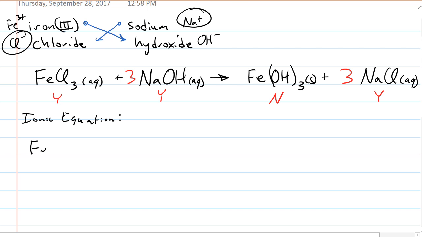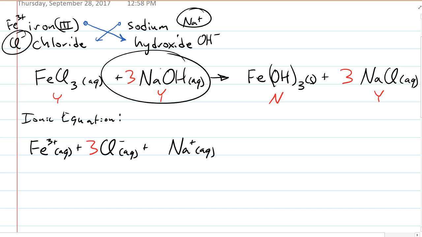How many iron ions do we have? 1. How many chloride ions do we have? 3. And we write the chloride ion as Cl with a charge of 1 minus. And we have 3 of those chloride ions. How many sodium ions are there? 3. How many hydroxides are there? 3 as well. If we have 3 sodium hydroxides, we have 3 sodium ions. We have 3 hydroxide ions.